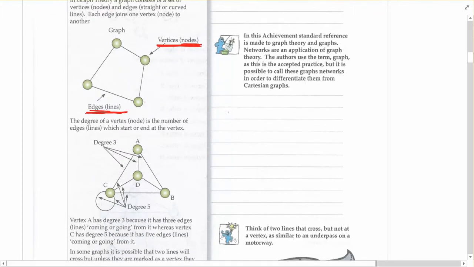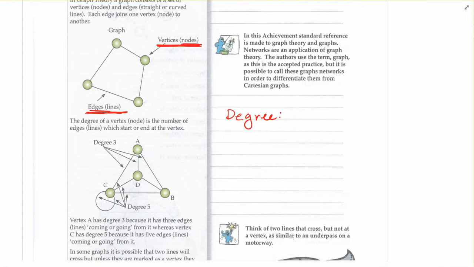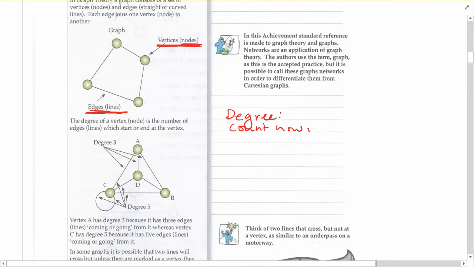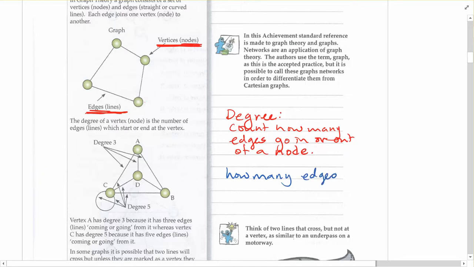Another one that is really important for us is the degree, so the degree of a particular node. And what this is looking at is that we want to count how many edges go in or out of a node. And sometimes I also like to think about it as just how many edges, like kebab sticks, stick into the node.